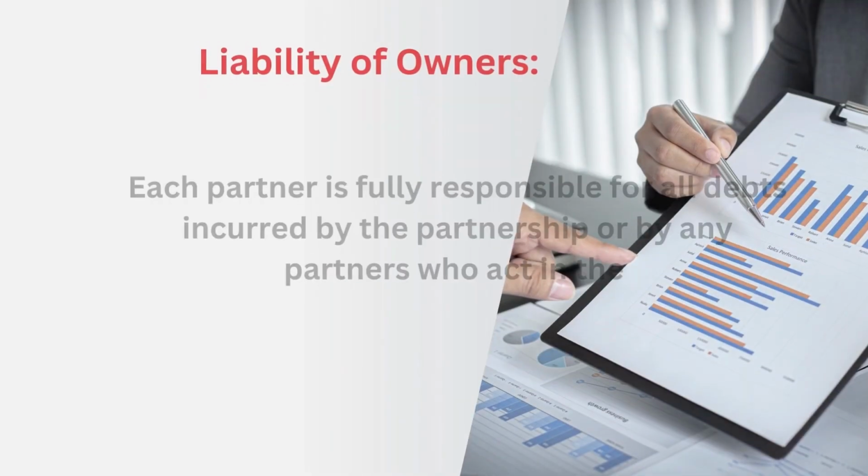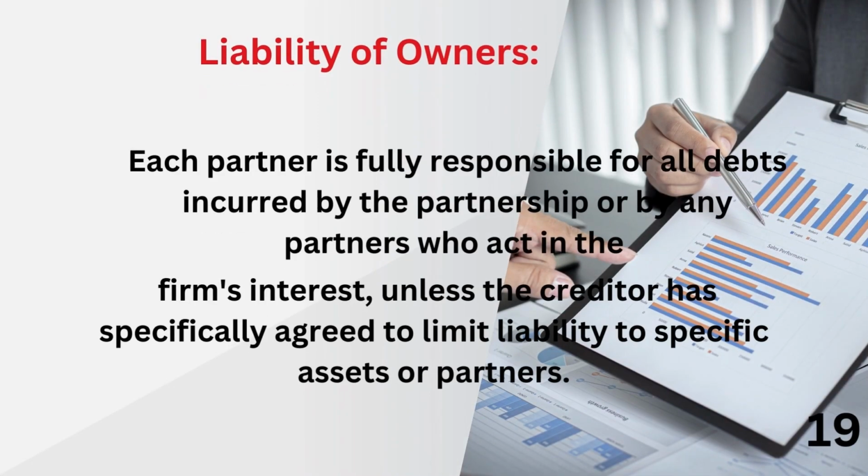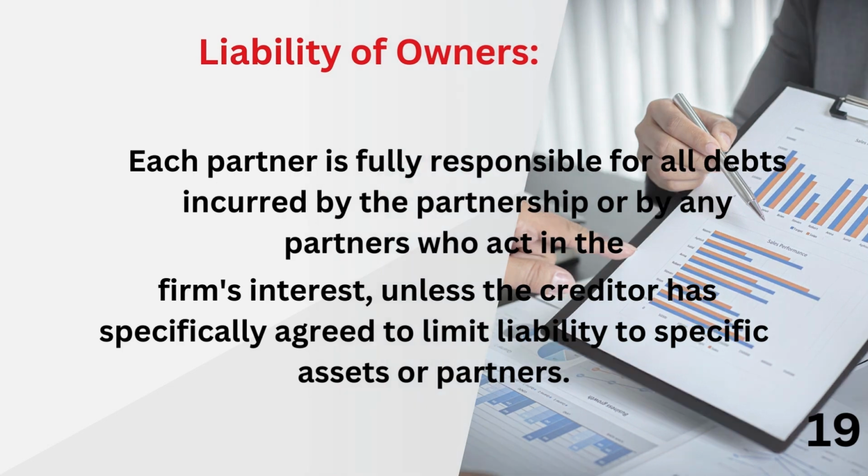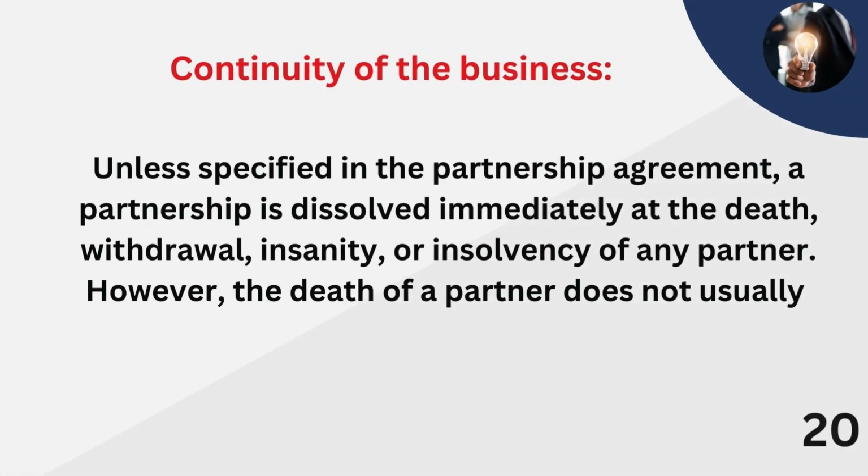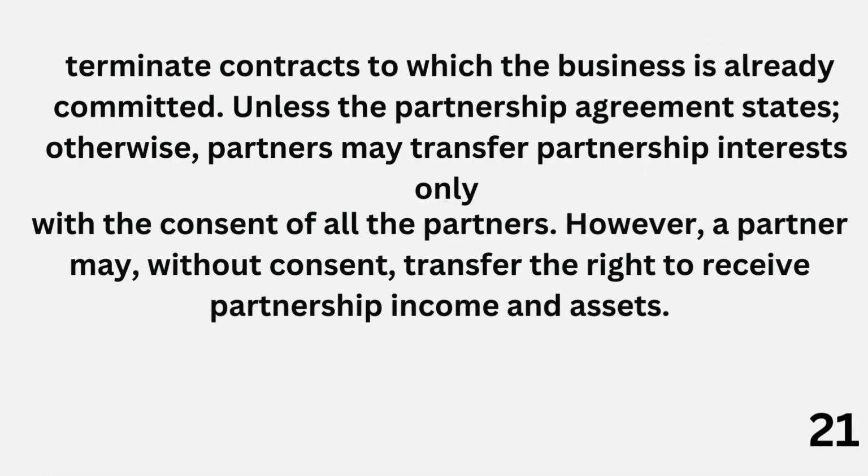Liability of owners. Each partner is fully responsible for all debts incurred by the partnership or by any partners who act in the firm's interest, unless the creditor has specifically agreed to limit liability to specific assets or partners. Continuity of the business. Unless specified in the partnership agreement, a partnership is dissolved immediately at the death, withdrawal, insanity, or insolvency of any partner. However, the death of a partner does not usually terminate contracts to which the business is already committed.